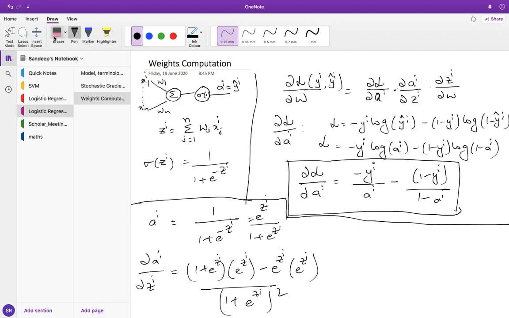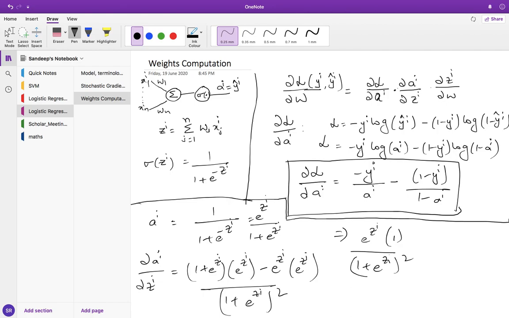Okay, now we got this. Let us simplify this. So we have e power zi, which we can take as common. So e power zi into 1 plus e power zi minus e power zi. So it would be just 1 divided by 1 plus e power zi whole square. So this is the differential.